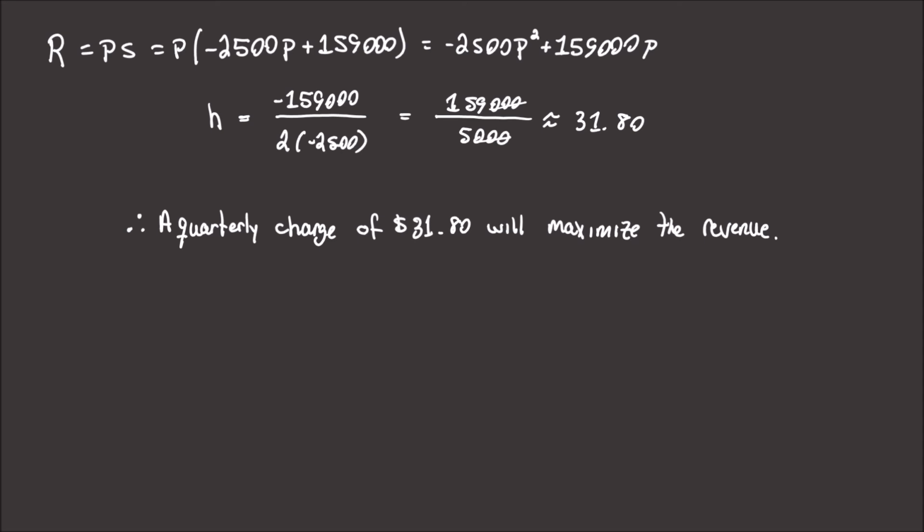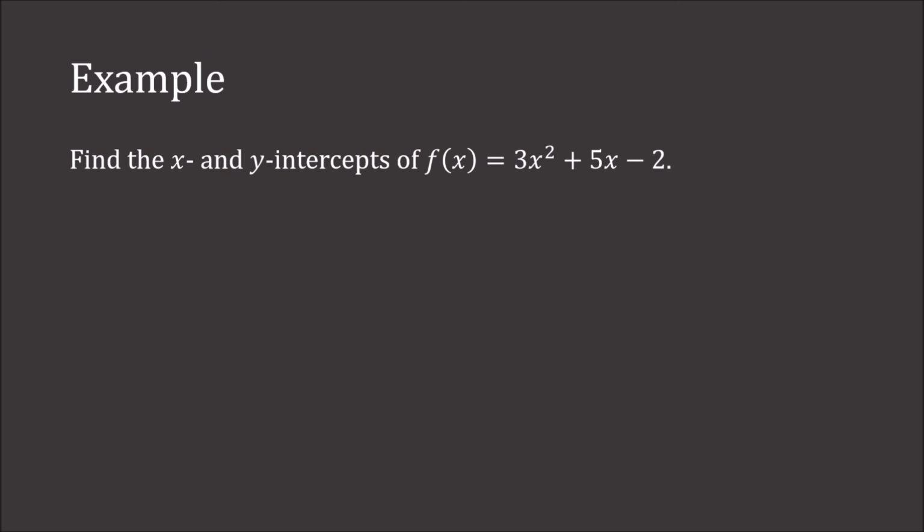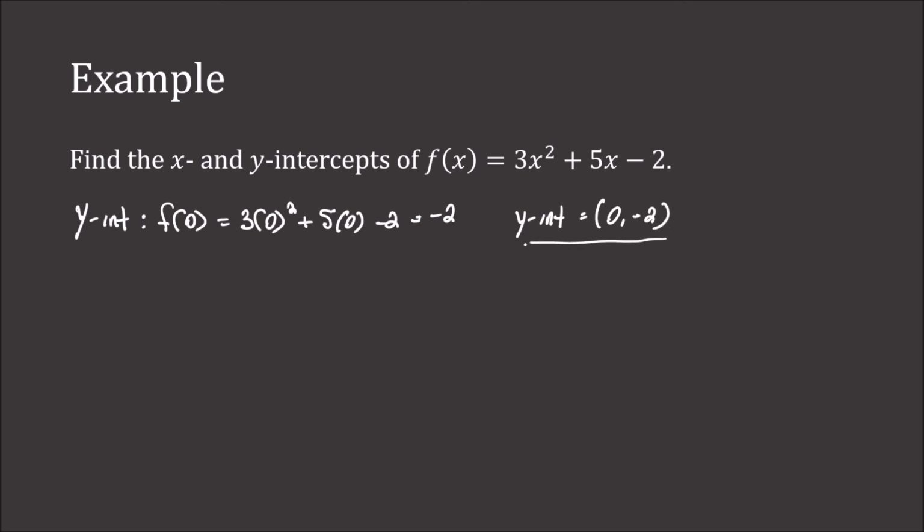And so with that, we now will look at how to find intercepts. So x and y intercepts. Well, the y-intercept is easy to find. Remember, the y-intercept is where x is equal to 0. So to find it, we just evaluate f of 0. So this will become 3 times 0 squared plus 5 times 0 minus 2, we get negative 2. So the y-intercept is the point 0, negative 2. Okay? So we found the y-intercept.